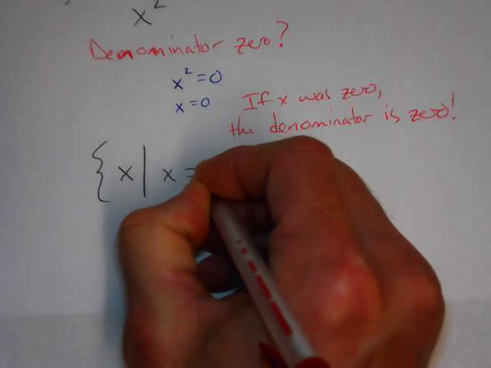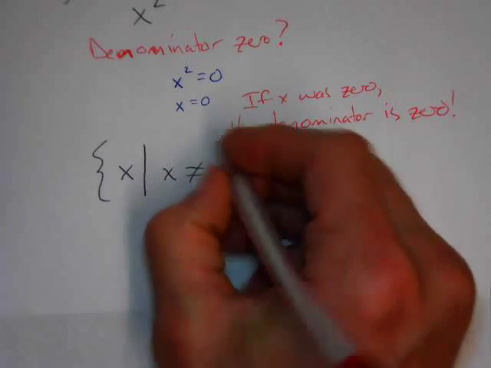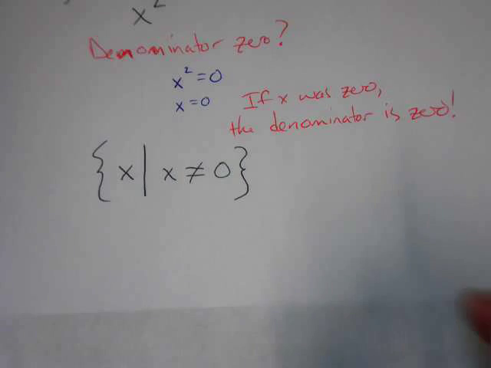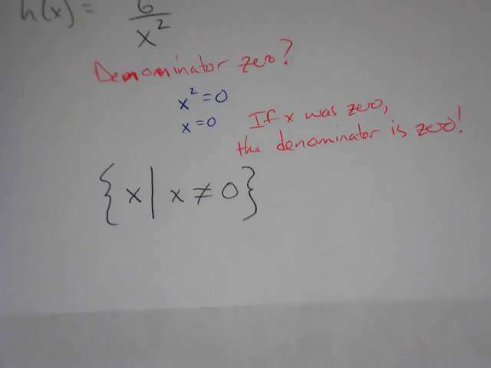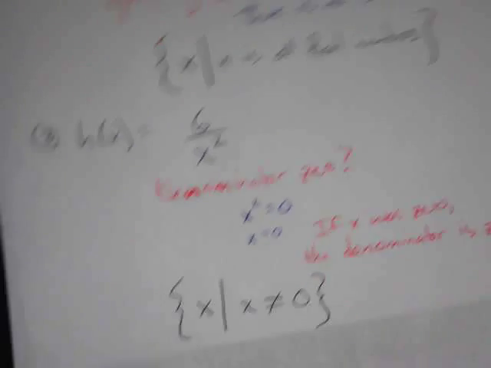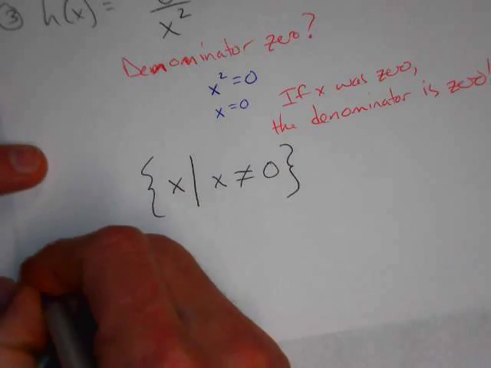X cannot equal 0. Ta-da! Set builder notation. That is the domain restriction in the function for number 3. Okay, so that's how that's looking. So now we can look on to the next one.